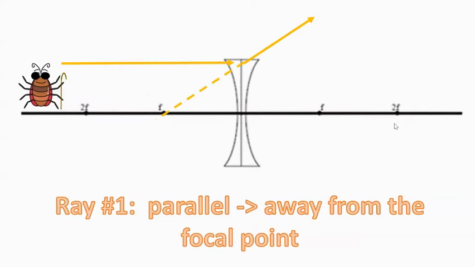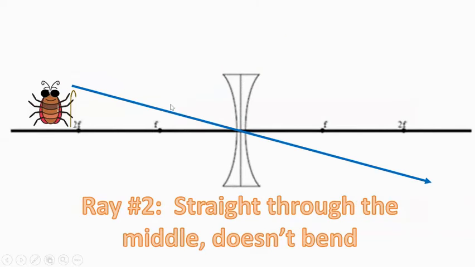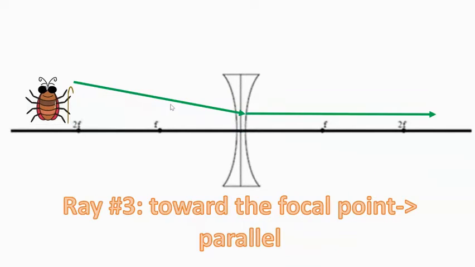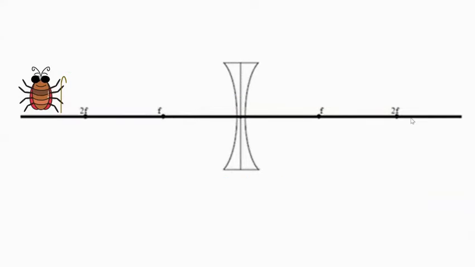All right, so let's review. First one starts parallel, ends going directly away from the focal point. Second one goes straight through the center of the lens without bending. The third one goes towards the focal point on the other side, but is bent so that it travels parallel to the axis. So, if we could have 2 of these rays converge across at some point, that would tell us where we would see the image.